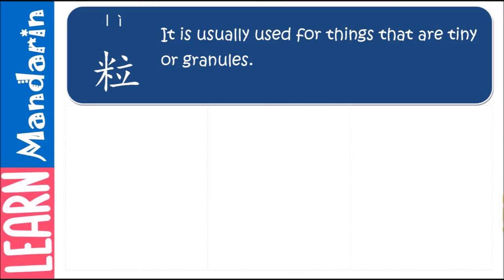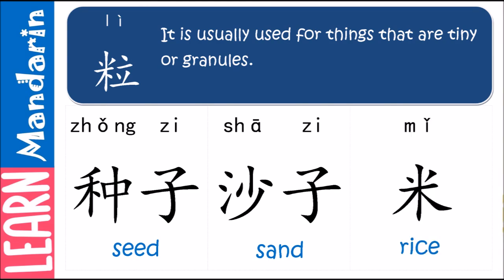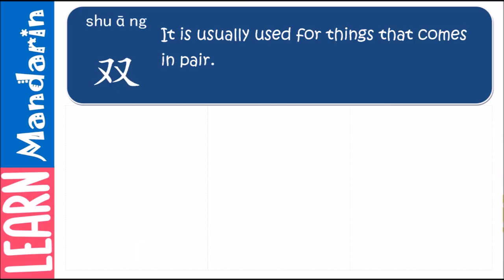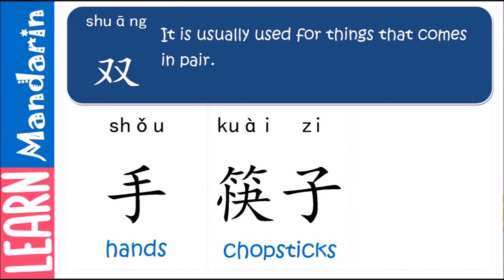粒 is a measure word that is usually used for things that are tiny or granules. Examples of nouns that are commonly paired with the measure word 粒 are 种子、沙子, and 米. The measure word 双 means pair. It is usually used for things that come in pairs. Examples of nouns that are commonly paired with the measure word 双 are 手, 筷子, and 鞋.